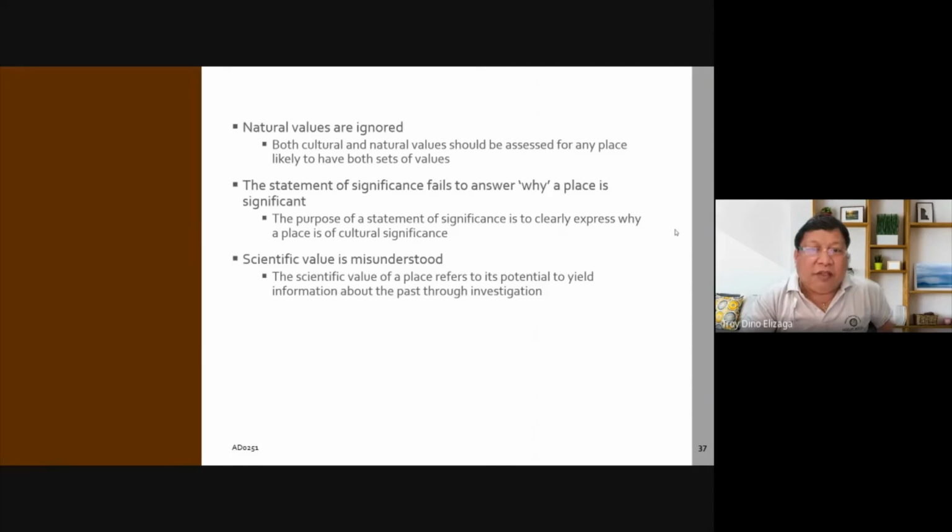The statement of significance failed to answer why a place is significant, and the scientific value is misunderstood. Here it says that the scientific value of a place refers to its potential to yield information about the past through investigation. So it's not only an invention, something new and innovative, but more of what we can discover about the past also. So it's not always looking forward to the future.